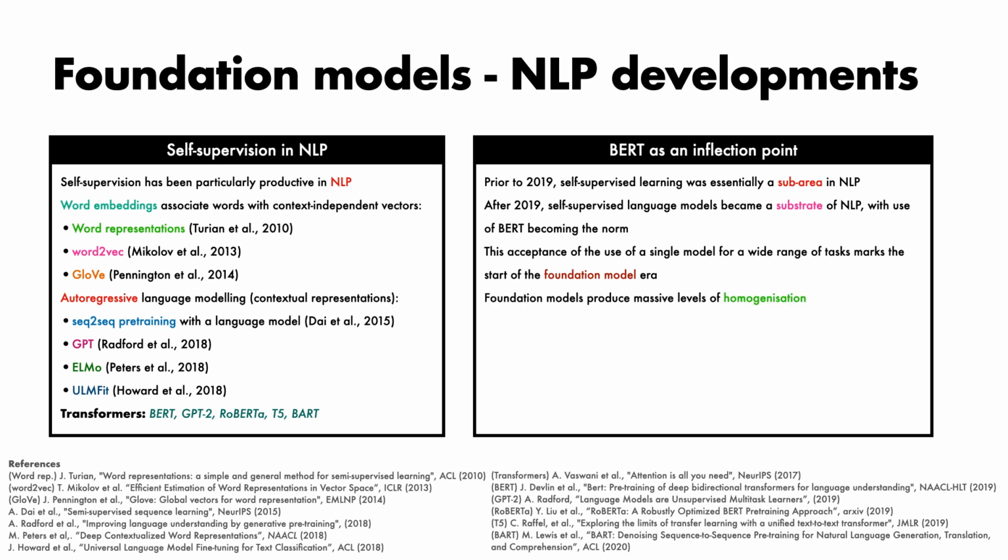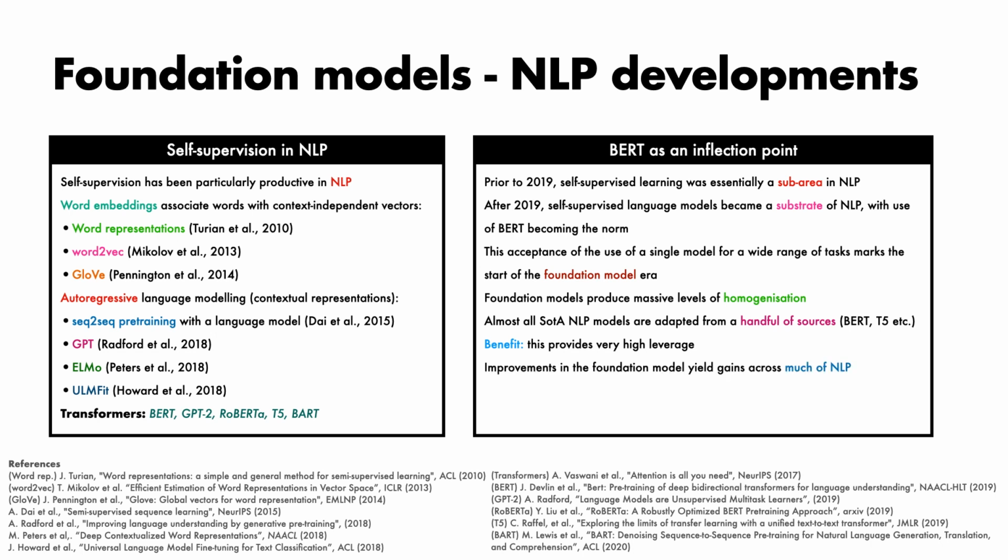One of the most notable characteristics of foundation models is that they produce massive levels of homogenization, since almost all state-of-the-art NLP models are adapted from just a handful of source models like BERT and T5. This has a significant benefit in terms of leverage, since any improvements in the foundation model yield gains across much of the NLP landscape. On the other hand, it also represents a significant liability, since all systems can inherit the biases of a few foundation models.